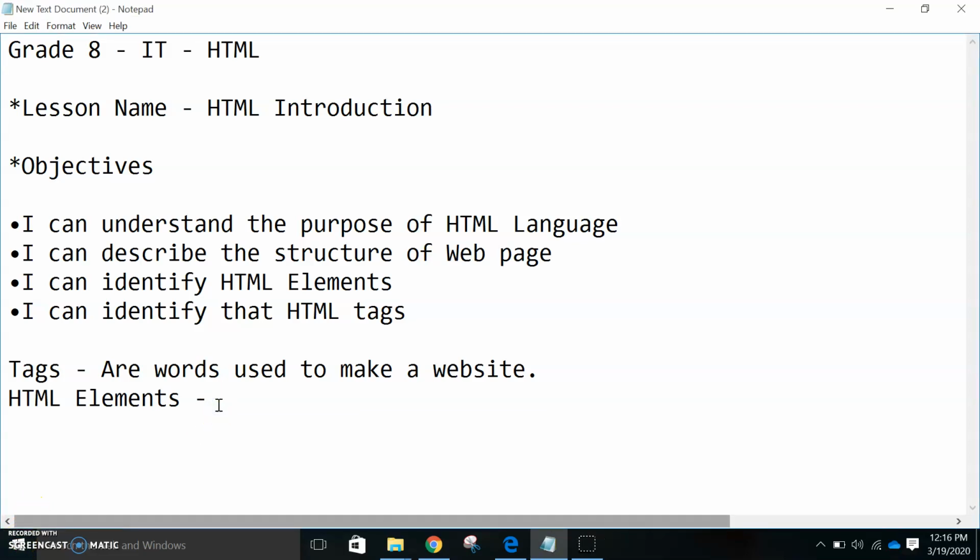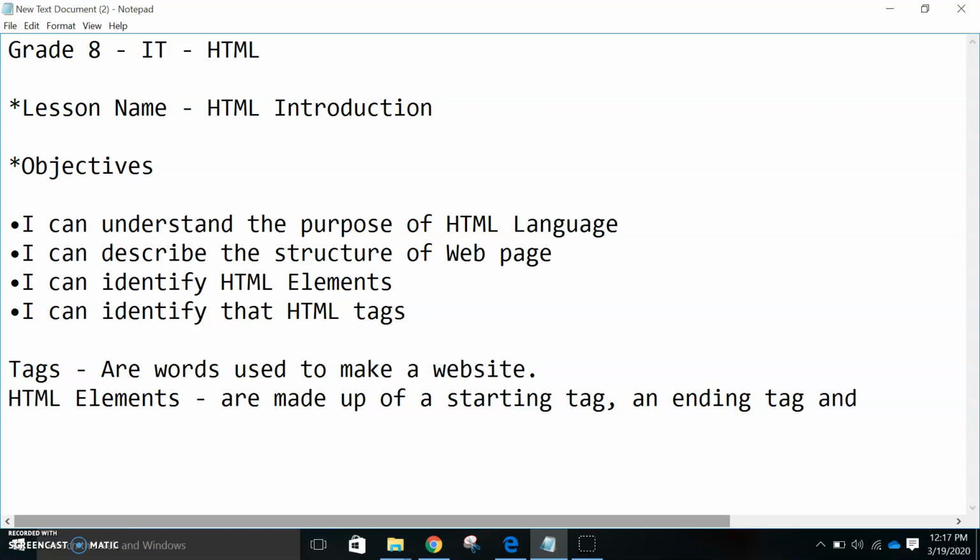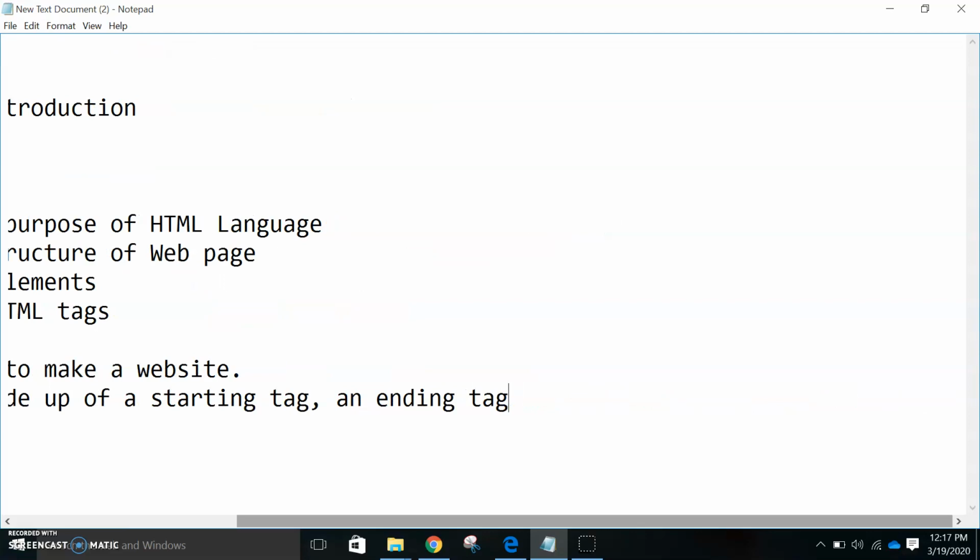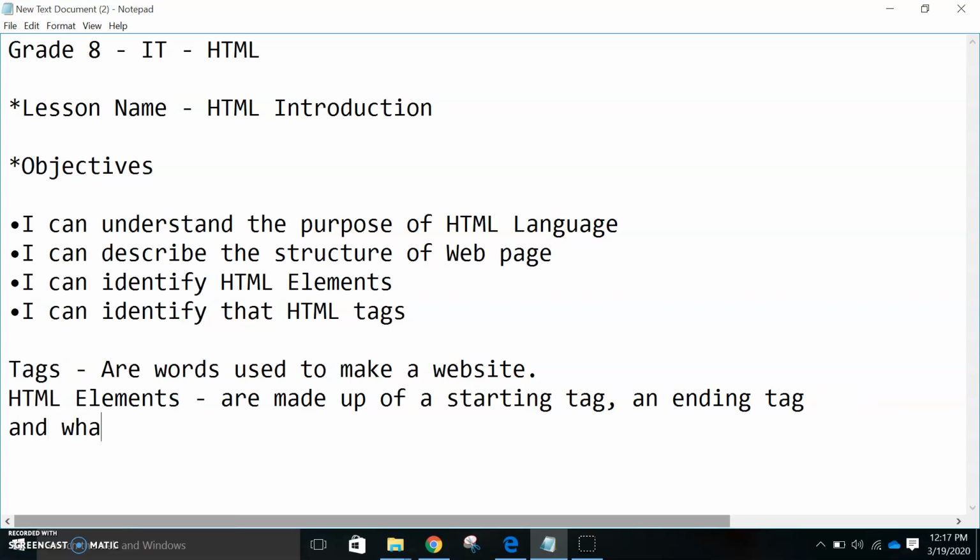Okay, HTML elements are made up of a starting tag, an ending tag, and whatever is in between them. I know it's very hard for you to understand now, but let me make it clear with these examples.